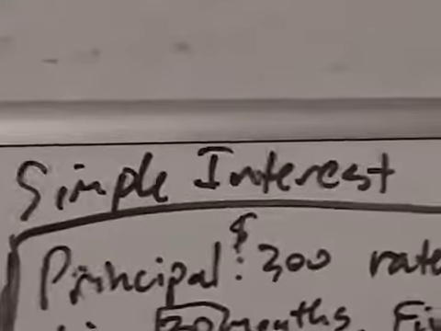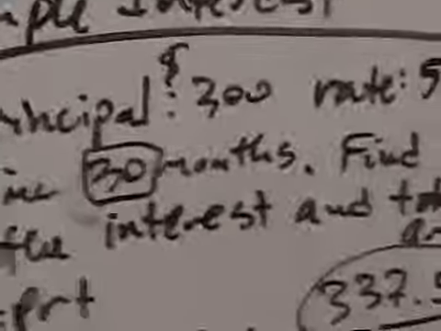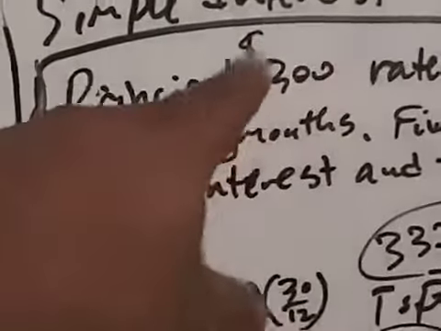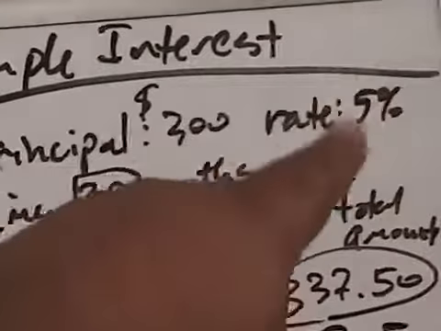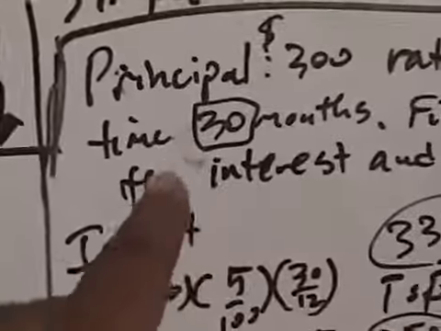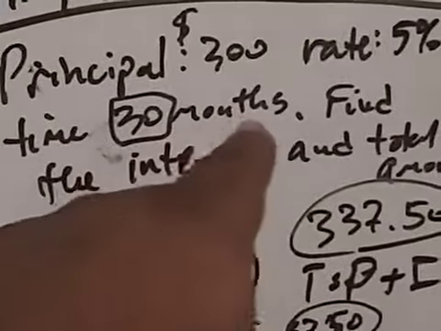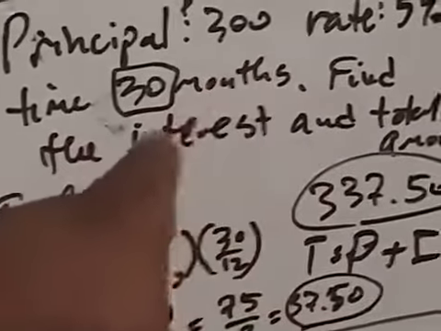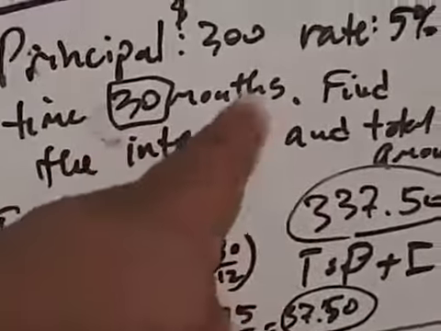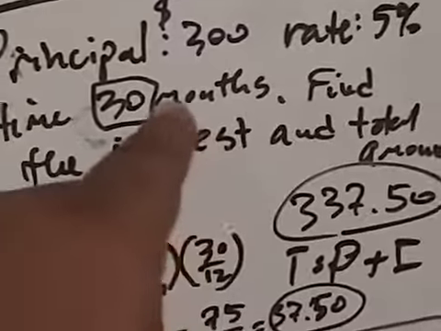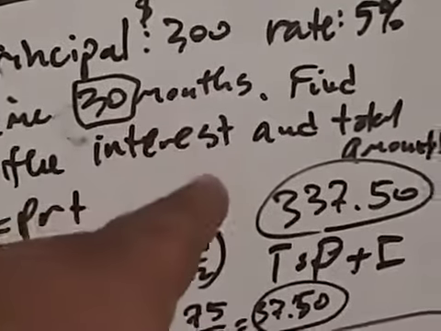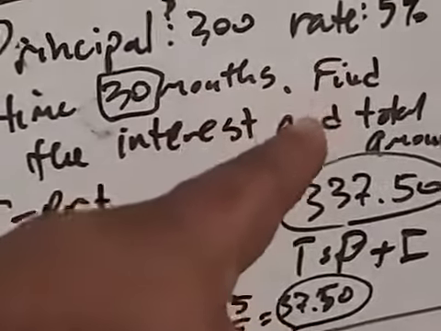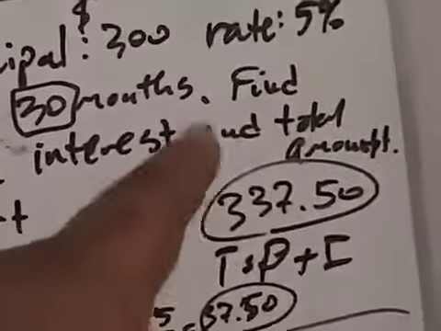Okay, so that's that part. Simple interest is the next point. Real simple. Simple interest made simple. The principal here is 300, that's the big money amount that you start with. The rate is 5% on this money, and you got 30 months. We do time in years, so 30 months is how many years? One way to do it is put 30 over 12, and that's what I did in the problem, as you'll see later. Find the interest paid and the total amount.